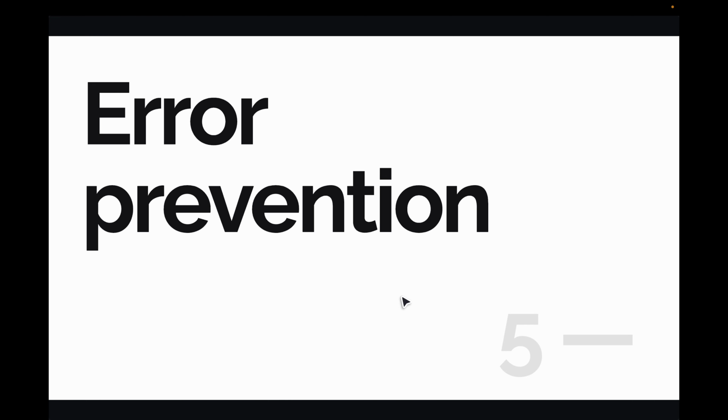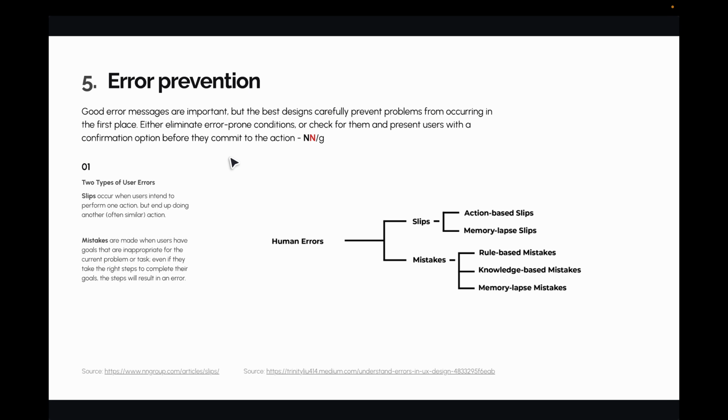Now we're going to talk about error prevention. What are some of the things that you could do to prevent errors? Let's see what they talk about. Good error messages are important, but the best designs carefully prevent problems from occurring in the first place. Either eliminate error-prone conditions or check for them and present users with a confirmation option before they commit to the action. I think it's pretty self-explanatory, but let's look into the two types of user errors.